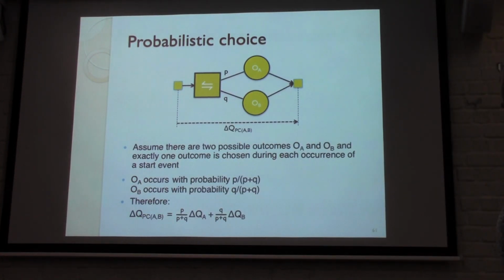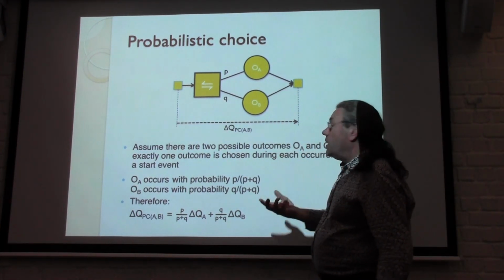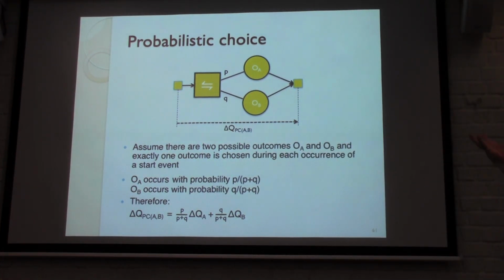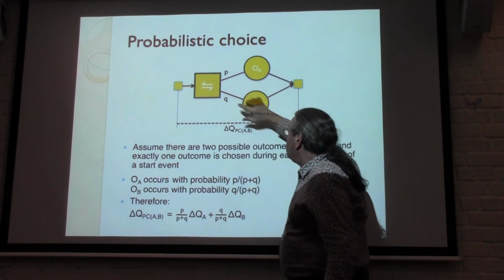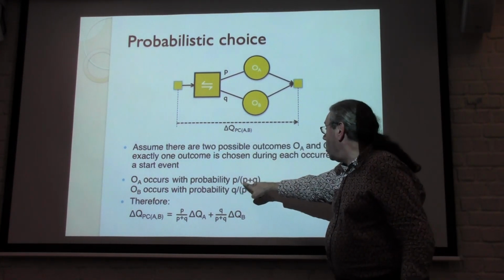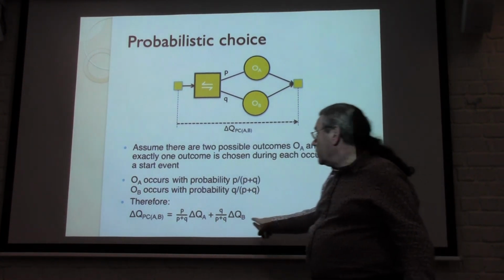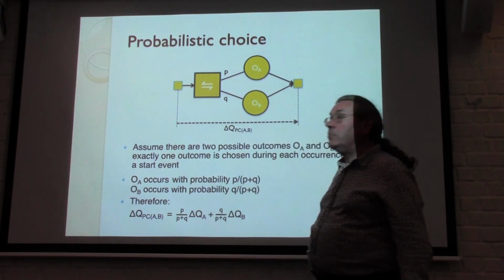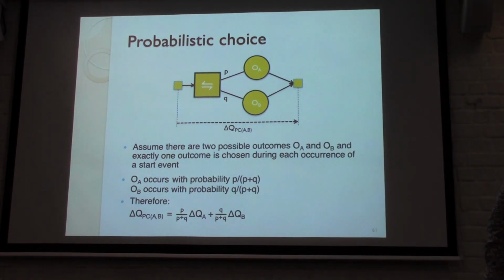And then you have probabilistic choice. I have two outcomes, and when the system executes, it chooses one. It's like a non-deterministic choice. It chooses one with some probability, and there are two probabilities, P and Q here, the weights. A is chosen with probability P over P plus Q, and B is chosen with Q over P plus Q. The delta Q, the cumulative distribution function, is in fact just a weighted sum. So it's just doing arithmetic on these two functions.